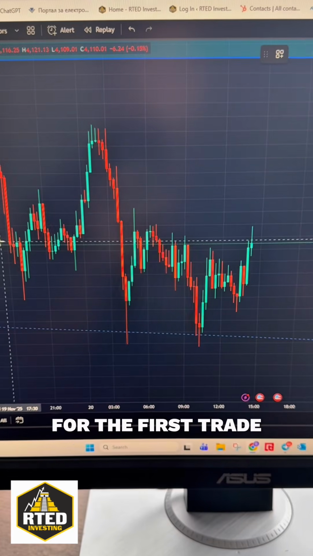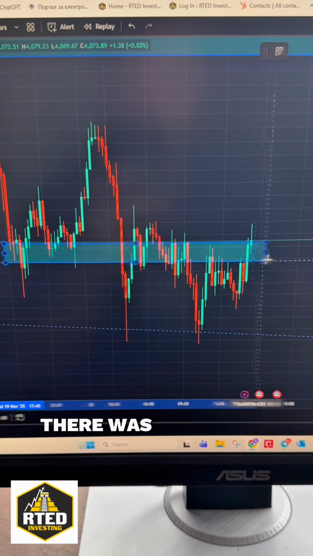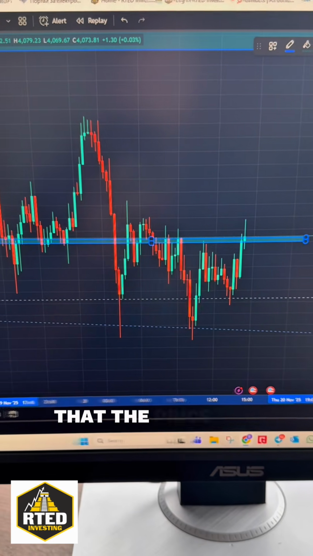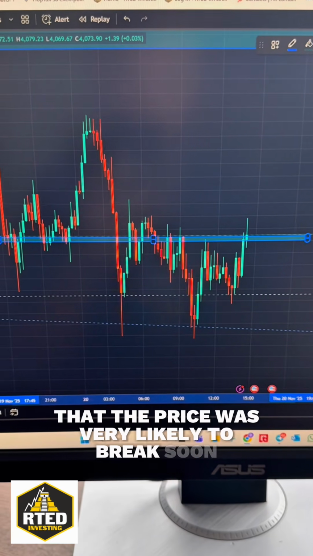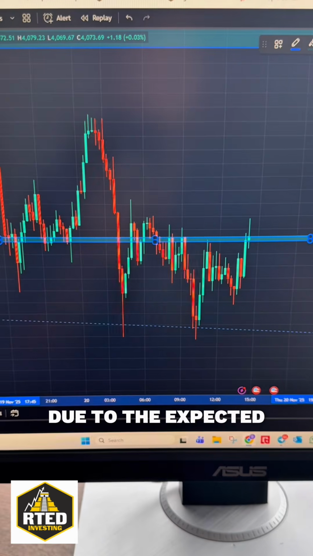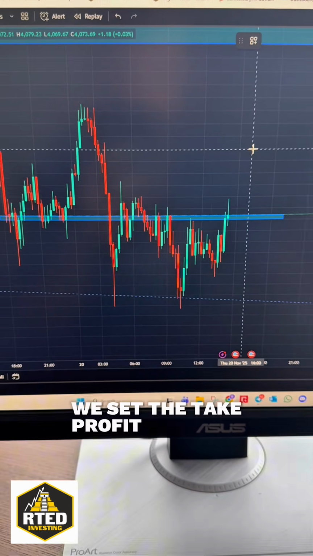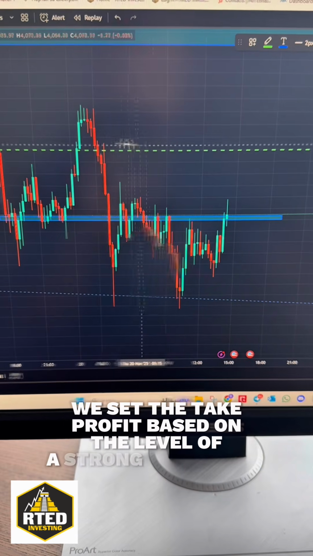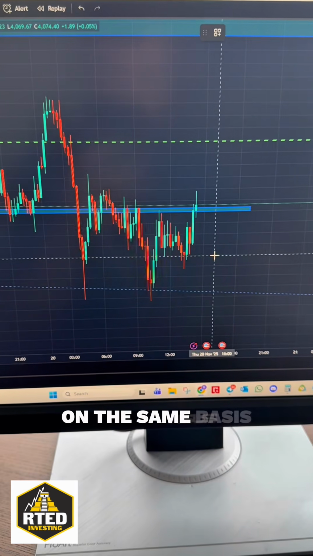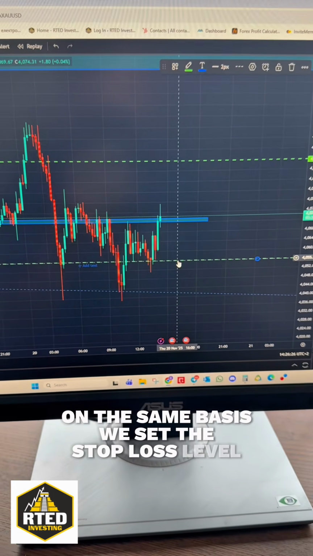For the first trade, I chose gold. There was an obvious level of resistance that the price was very likely to break soon due to the expected results from an event called NFP. We set the take profit based on the level of a strong resistance. On the same basis, we set the stop loss level.